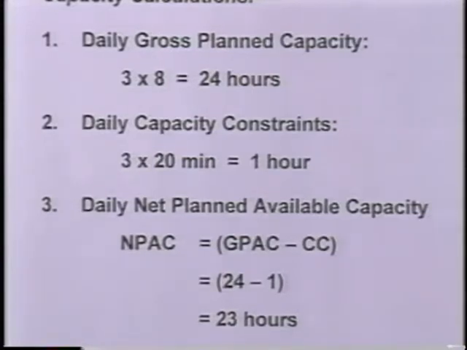We're going to calculate the capacity constraints, which is 3 people at 20-minute rest periods per shift, equal to 1 hour. The net planned available capacity in this case is 24 hours minus 1 hour, or 23 hours. Now that is the net available planned capacity for those 3 mechanics.